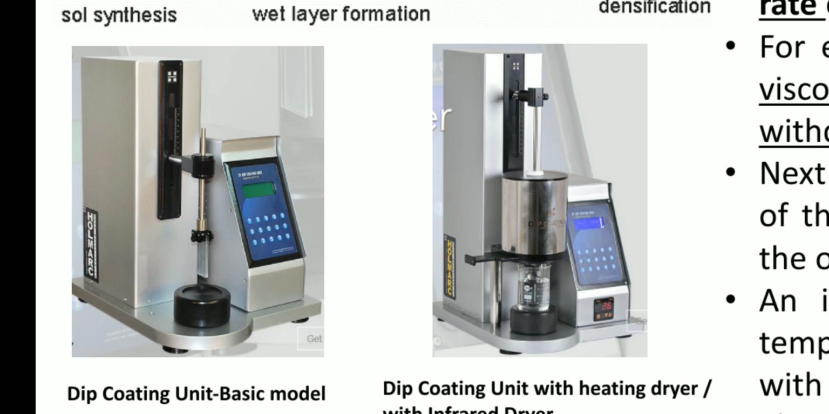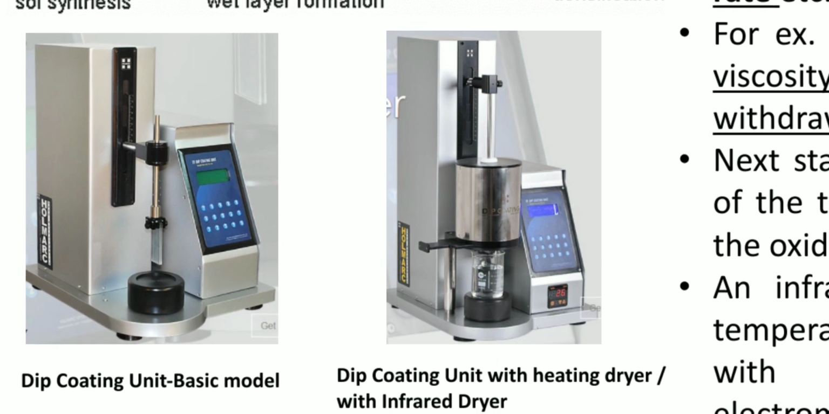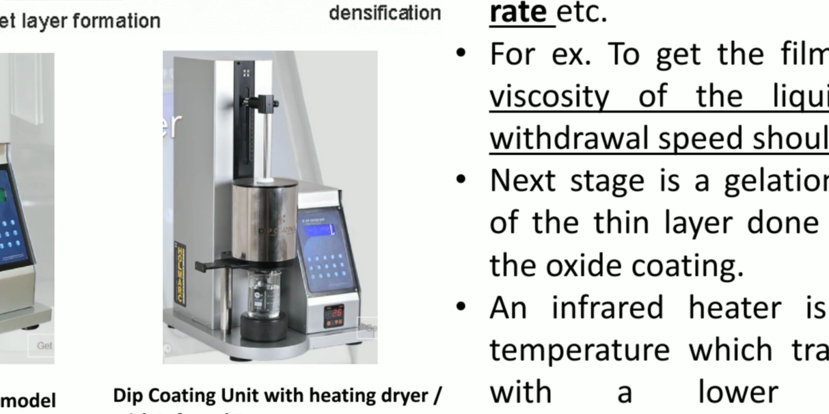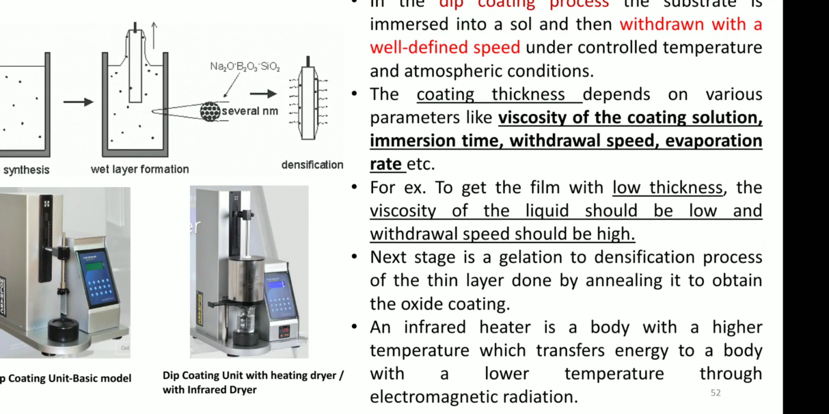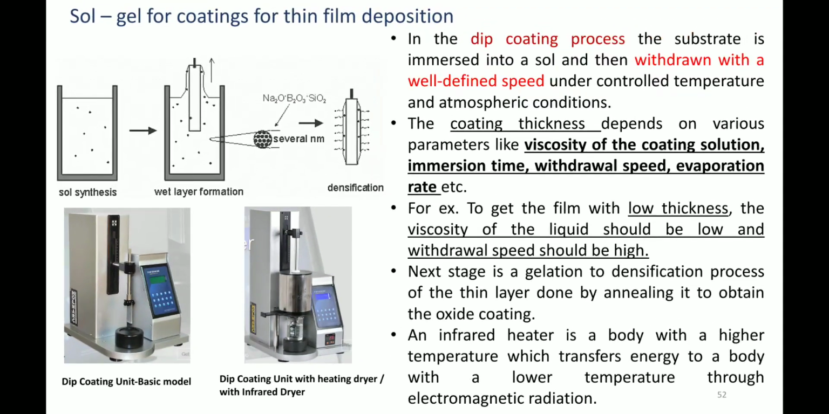On the right hand side you can see that there is a beaker which is kept, and there is a kind of chamber. That chamber is nothing but the heating chamber. Once you withdraw the film, it is still wet, so that wet film gets dried in the small heating tube furnace. So both these systems are available. Again, as I said, this is a very low cost system and easily available in most of the laboratories.